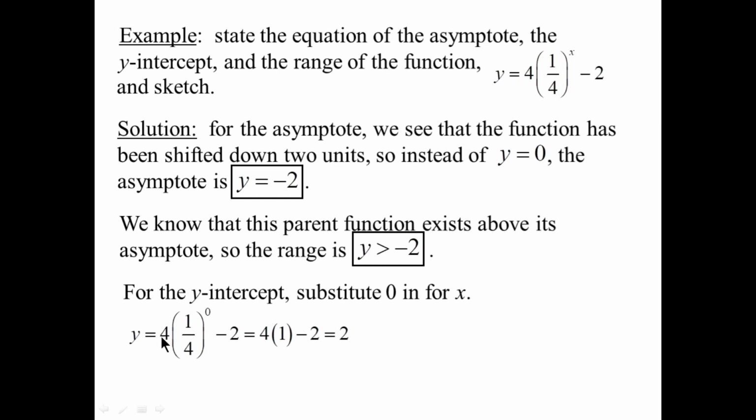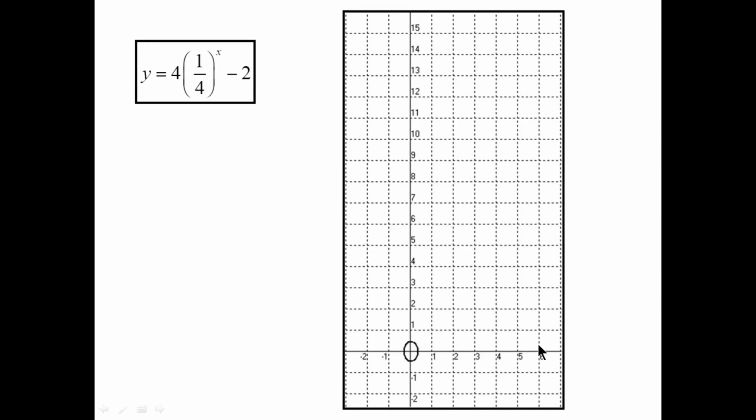Doing the math here, writing it out, 4 times 1/4 to the 0, which is 4 times 1, which is 4. Subtract this 2, and we have 2. And that's how we can find the y-intercept is (0, 2). And now, next, it says sketch. So here's our function. There's our asymptote. There's our range. There's our y-intercept. Let's put it all on a grid. Here's a grid. Here's what we are attempting to graph.